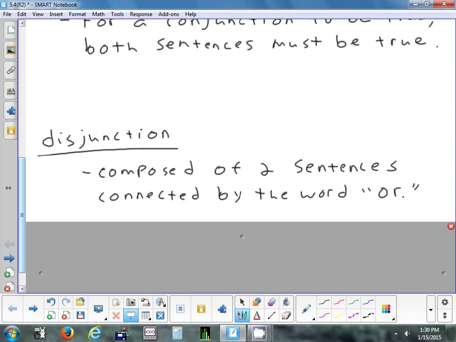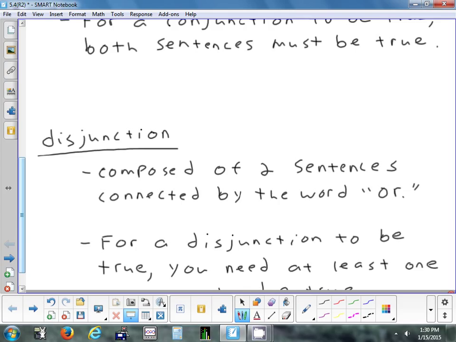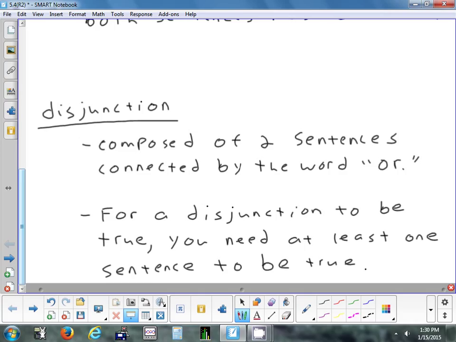But what if I said we're in the month of January, or it is Saturday? Is part of that true? Yeah. Well, when you have an or, you don't need both parts to be true. You only need one. So if I said to you again, we're in the month of January, or it's Saturday, well, at least half of that's true. So what I told you, that's a true statement. As an or, you just need at least one part to be true, and that makes the whole thing true.